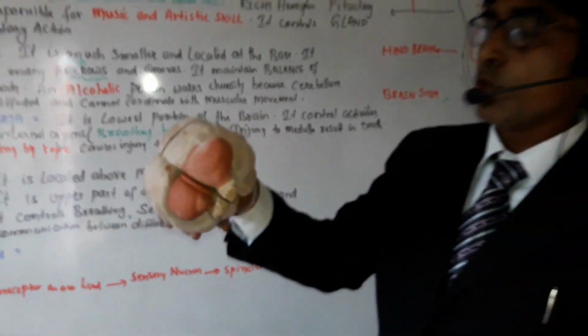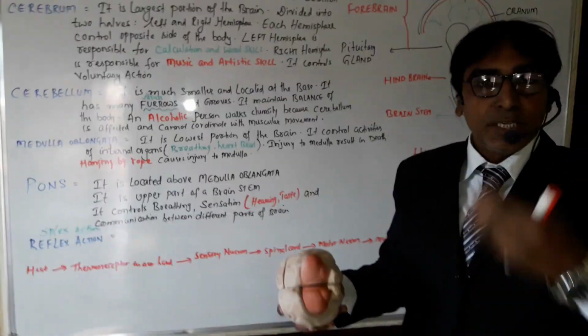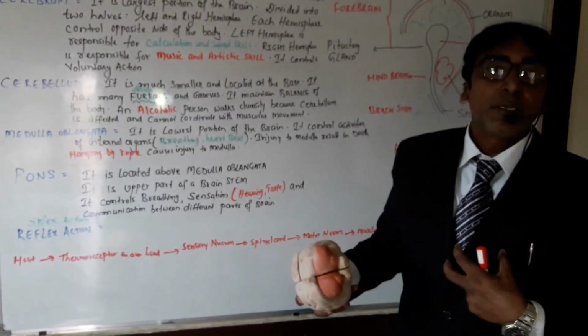Now it controls all the internal activities. Internal activities means breathing, which is controlled by the medulla oblongata, and heartbeat, and so on.